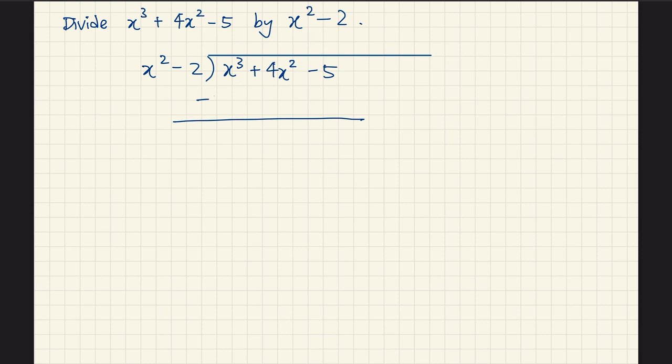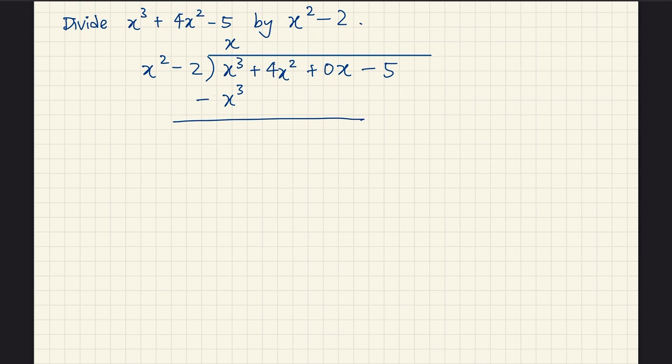Divide x cubed plus 4x squared minus 5 by x squared minus 2. So first of all, notice that your dividend has a missing 0x. So this x cubed plus 4x squared, I will also put in a 0x, and then before I write the minus 5. If I were to proceed as it is, I'm going to put in an x in the quotient, and then if I take the quotient x times the x squared in the divisor, I'm going to get x cubed here, which is all good.